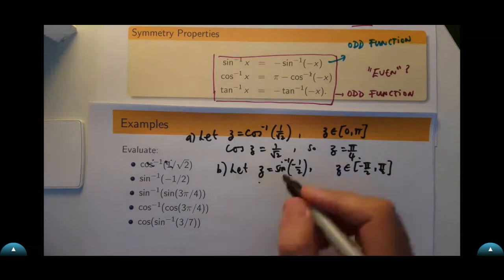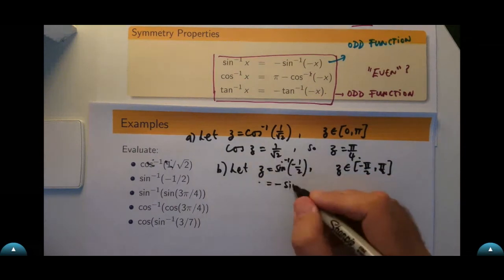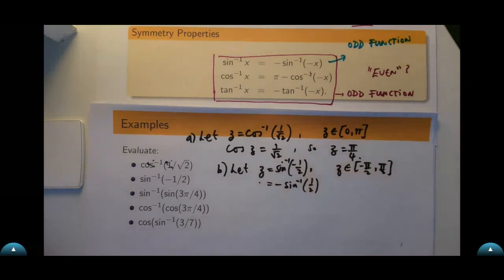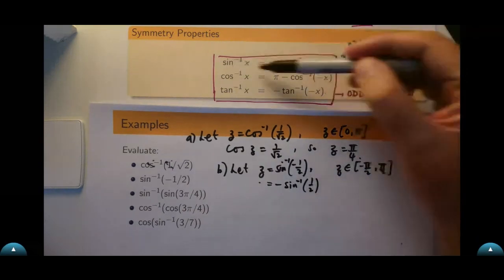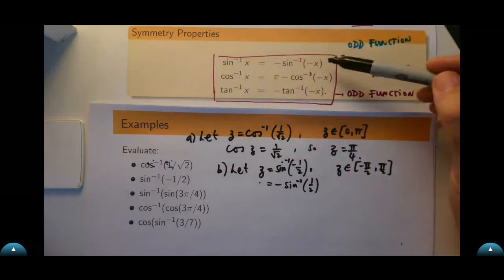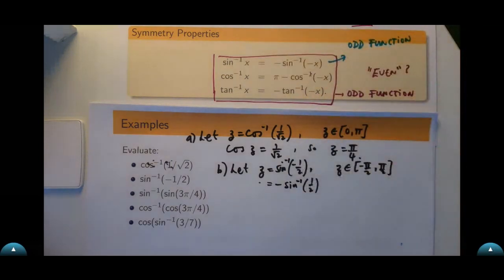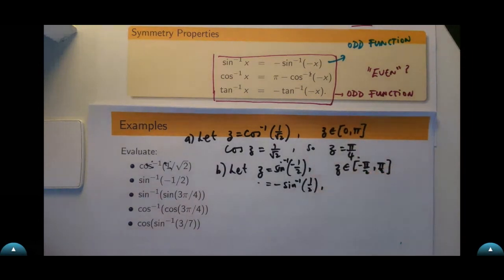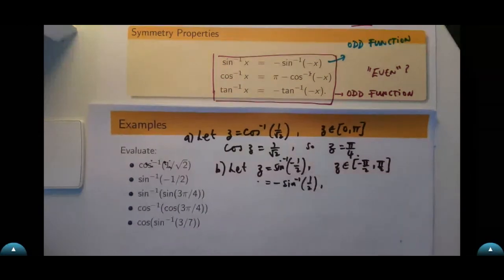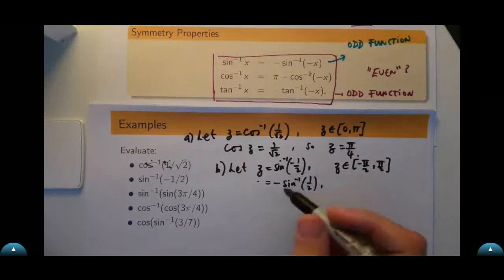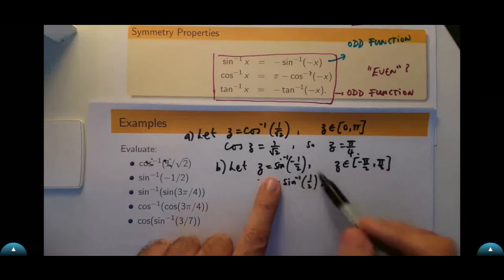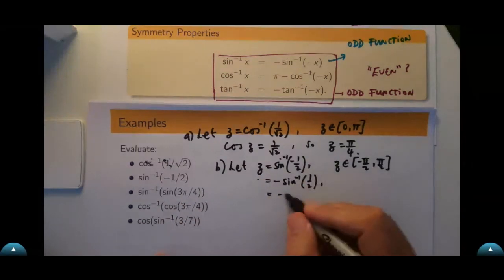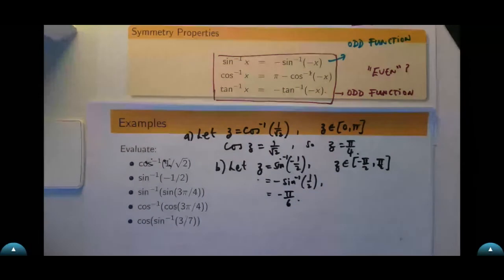We know that that's the case because sine inverse is an odd function. Okay, so we've used the first thing there on this one. So what is sine inverse of 1/2? What's the angle there? Anyone know in the chat? If we can find out sine inverse of that, what is it? Yeah, it's pi on 6, so negative pi on 6.